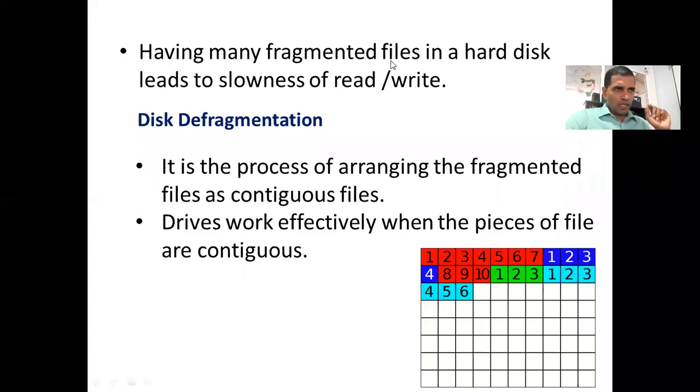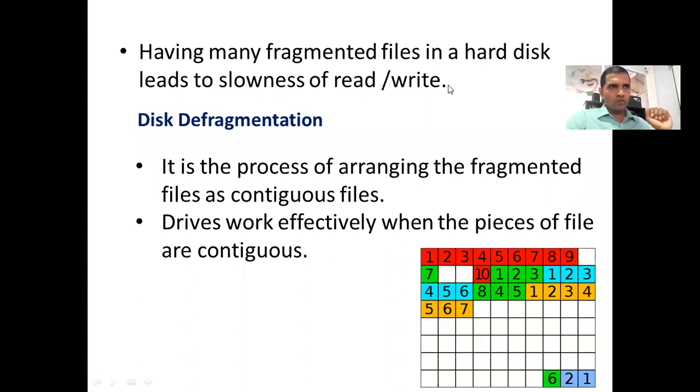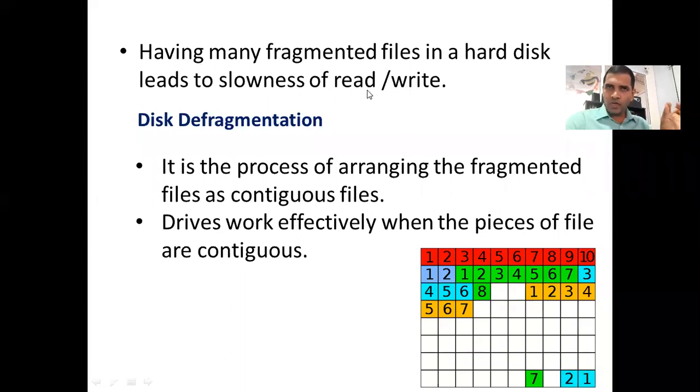Look here, having many fragmented files in a hard disk leads to slowness of read or write. This is the one which I mentioned just now. If you have many fragmented files in a hard disk, definitely it takes time, right? It is slow for reading as well as writing, because even for writing, you don't have empty spaces in neighboring cells, right? So the head has to move here and there for storing. So it is the main reason for defragmentation, right?